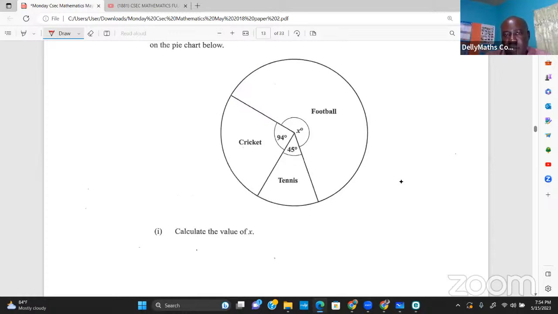Calculate the value of X, the angle you want. But as you can see, there are 360 degrees in a circle. We got 94, we got 45. So if I take those from my 360, whatever I'm left with would be this. So we have 221 degrees. We're using up the circle idea there. Let's go for the next question.